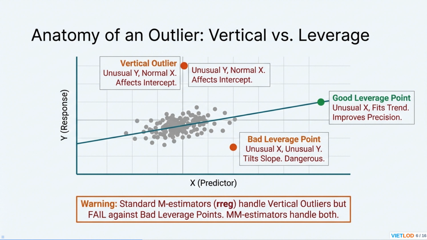However, the most problematic type is the bad leverage point. These points have both unusual x and y values, and crucially, they deviate significantly from the underlying trend. Bad leverage points are particularly dangerous because they can drastically tilt the slope of our regression line, leading to severely biased results. It's important to remember that standard M estimators, while helpful for vertical outliers, often fail to adequately address these dangerous bad leverage points. This is where more advanced methods like MM estimators become indispensable, as they are designed to robustly handle both types of issues.